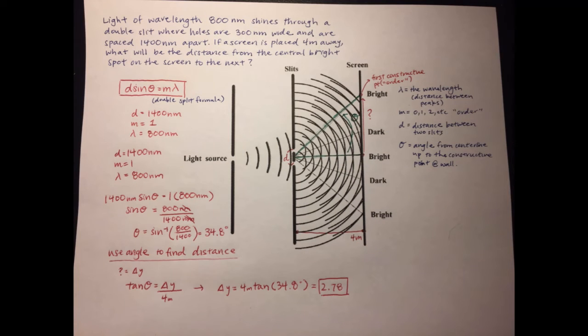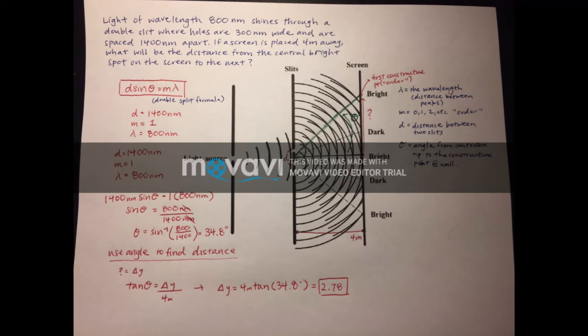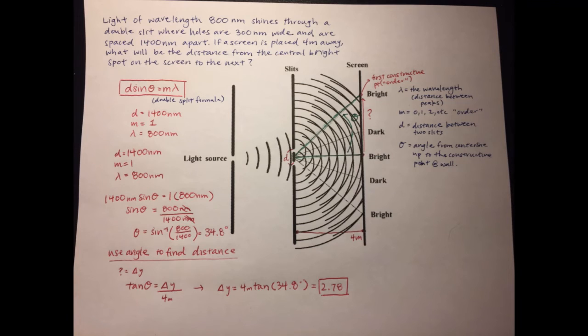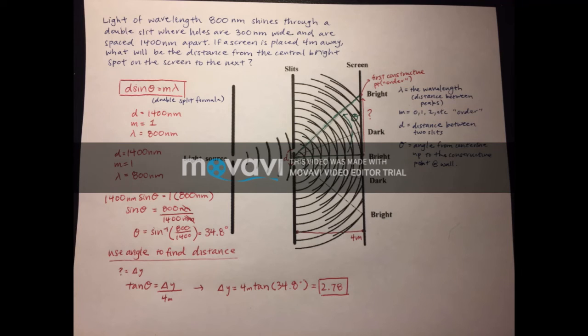With the information that we have, we can start plugging things into the equation. We know that the slits are 1400 nanometers apart, which is d. And we know that m is 1 because we're going from the center line to the first order constructive point. And lastly, the wavelength we know is already 800 nanometers. With the equation plugged in, it would be 1400 nanometers sine theta equals 1 times 800 nanometers. In order to find the distance, we have to first find the angle. So we're trying to get theta, or the angle, by itself, and it comes out to be 34.8 degrees.